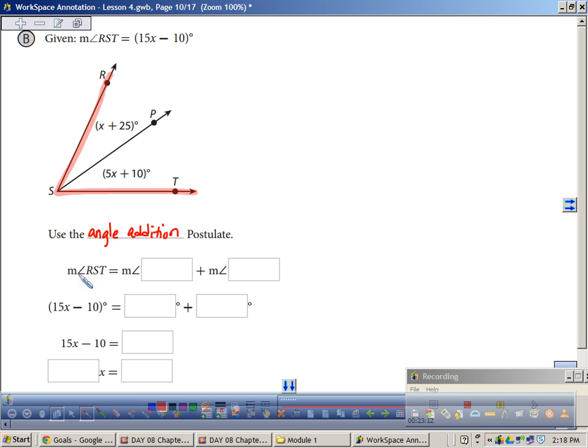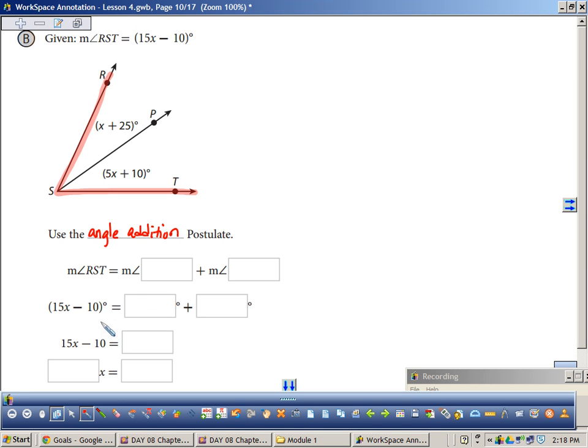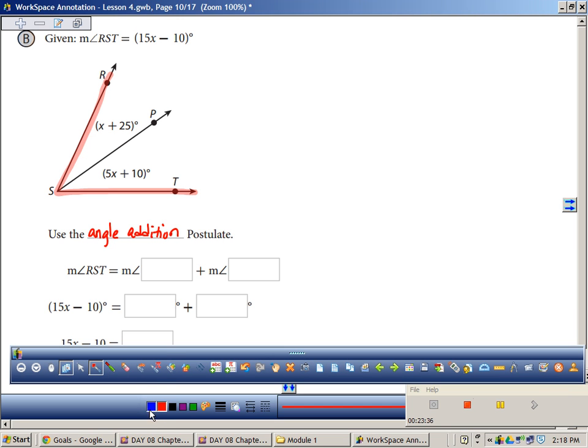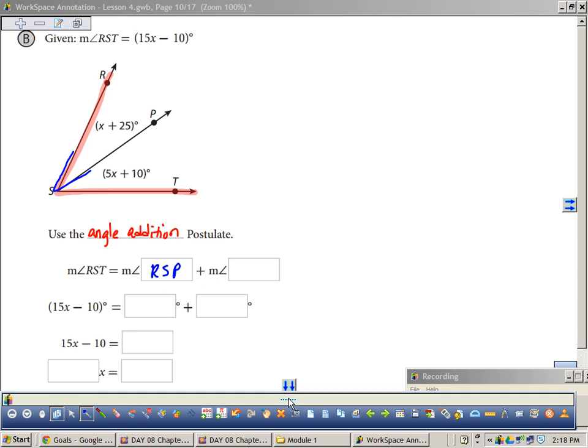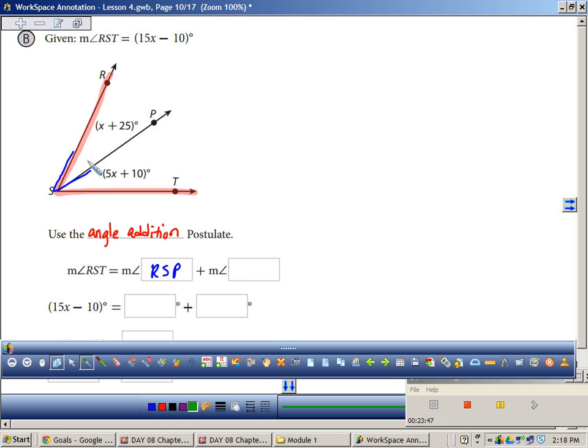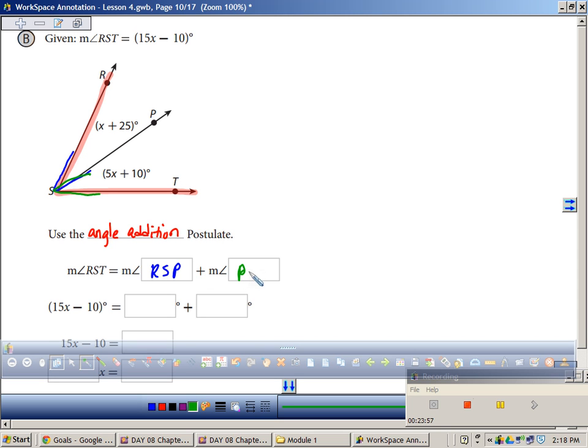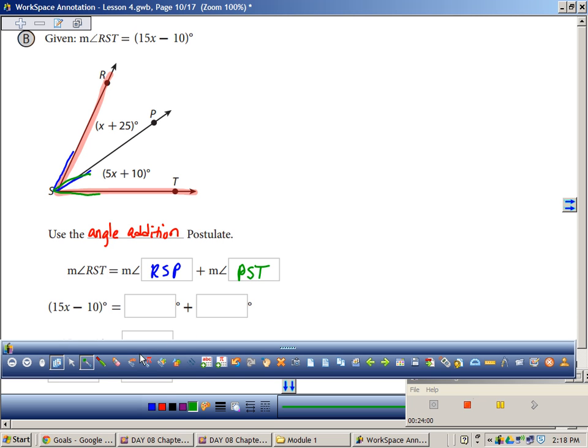So if the measure of angle RST, what would it equal? Measure of RST would equal the measure of what? All of RST is equal to the measure of something plus something. Fantastic. So I've got this angle RST, RST plus, can you say it for me? P, good job. P, S, T. We add those two together, we should get our S, T.